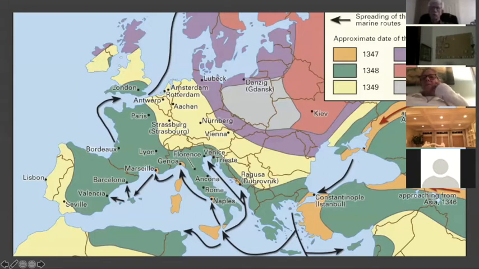If we look at this map, just starting with the orange, 1347, we think of these as ships, and these ships are coming into port. They're coming from Asia, but then they're making pit stops, maybe a pit stop in Sicily and then going to Venice, and it's spreading throughout the port. So it spreads via sea, and then it begins to spread internally.